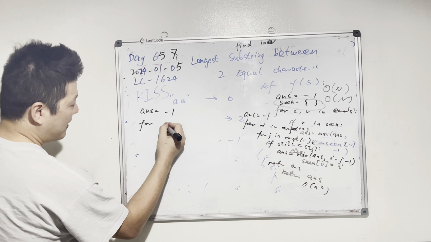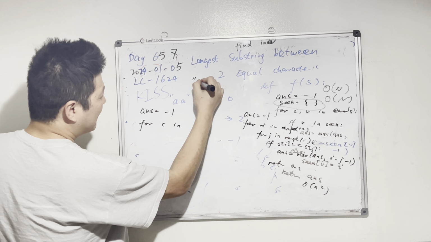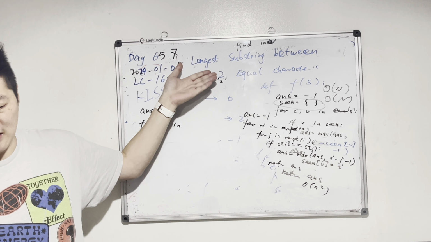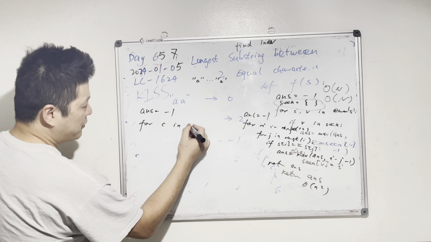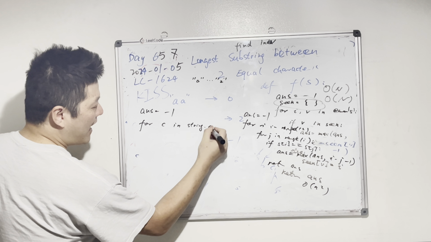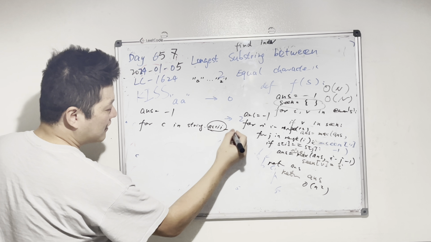For the character in A to Z, you want to iterate over A to Z. There are a few ways to iterate from A to Z, and a better way is to use string.ascii_lowercase. Do you still remember what ASCII is?